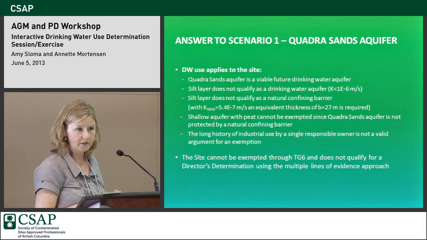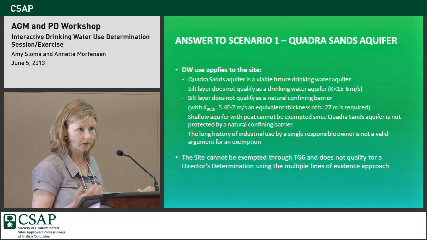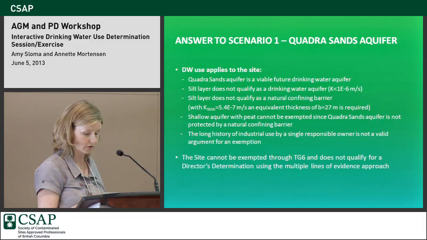If you apply for a director's determination, it would also be turned down, so there's not even any need to apply. And we would be able to tell you that by you sending us an email or giving us a phone call beforehand.